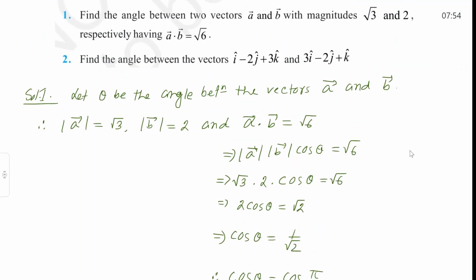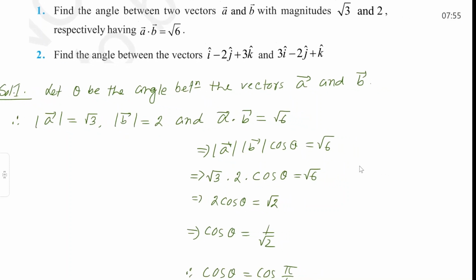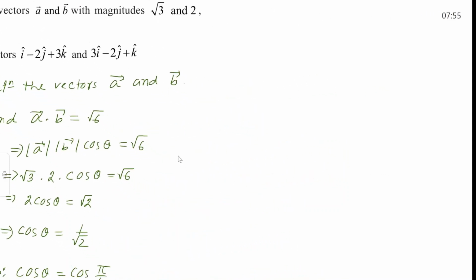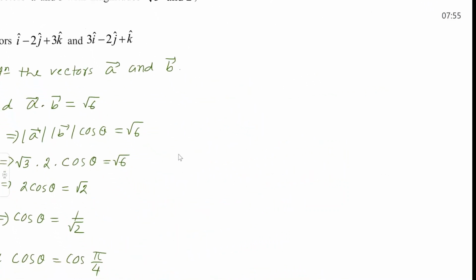You see a similar type of question: find the angle between the vectors, this one and this one. First of all, you take a bar equal to this and b bar equal to this. I am taking that. So you just write the answer of the second question, solution number 2.